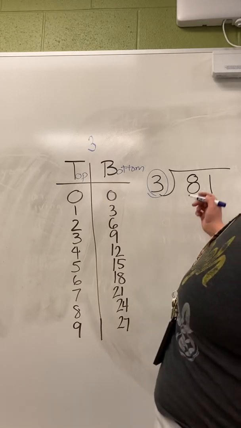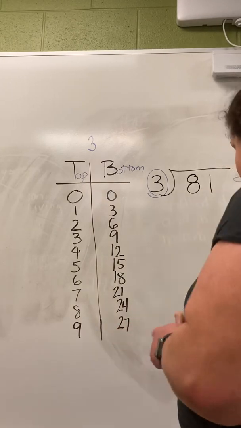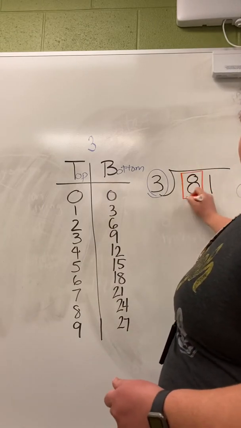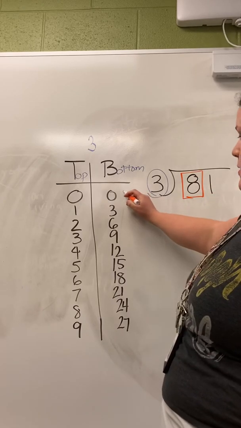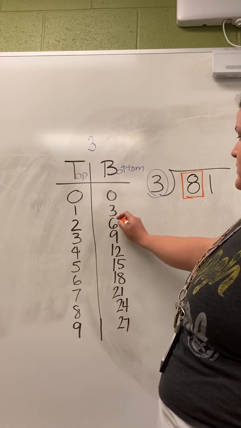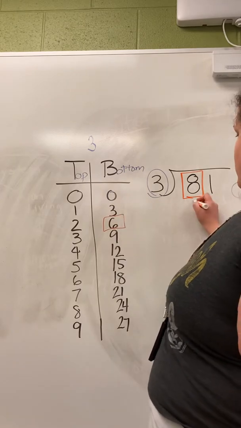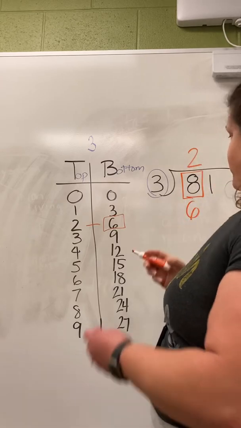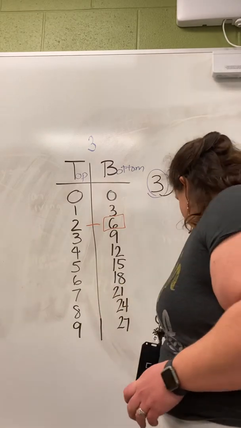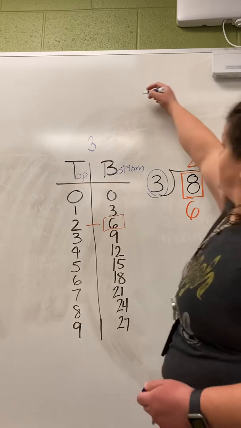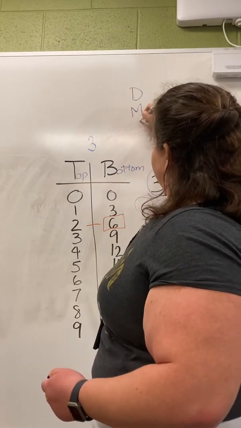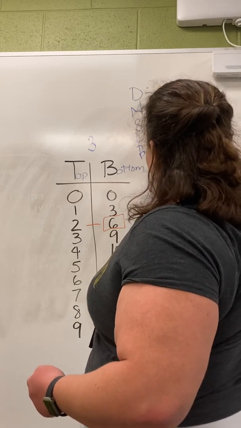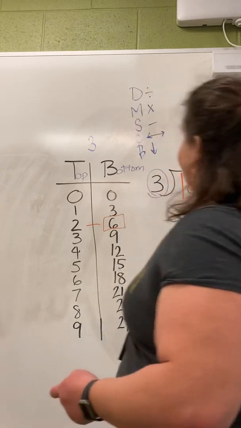Then we go in and we look here at our problem, and I teach the children, okay, let's look at the first number. Our first number here is 8, our first digit. 8, the closest to 8 on the bottom side without going over is 6. So 6 would go on the bottom. Its pair is 2. 2 goes on the top. I do teach them, does McDonald's sell cheeseburgers? So divide, multiply, subtract, compare, bring down.